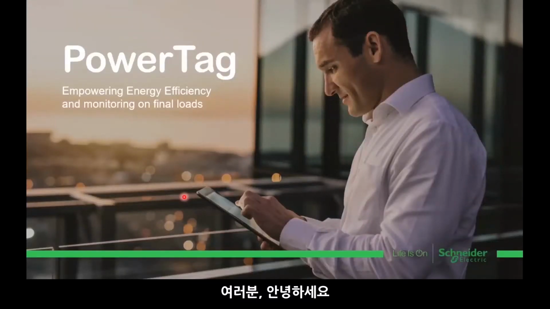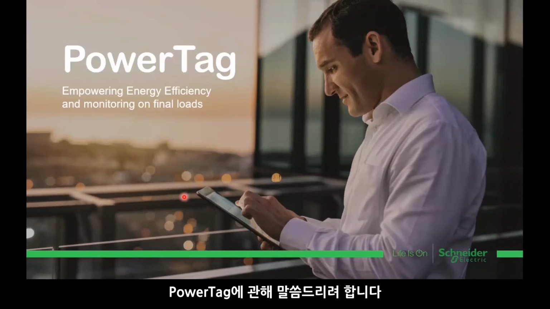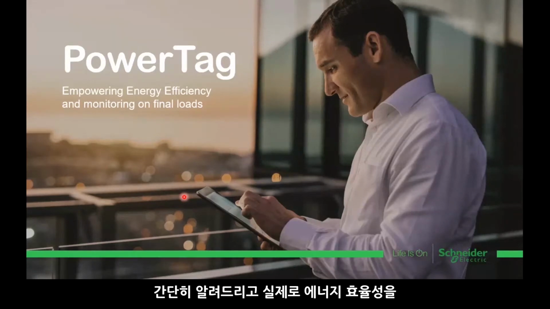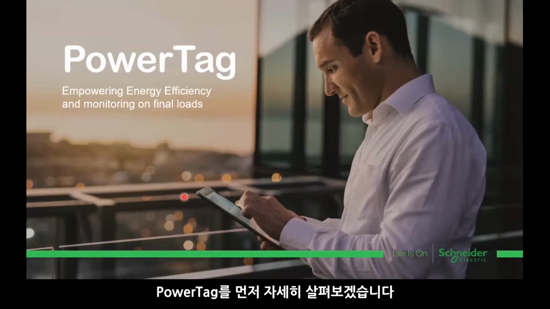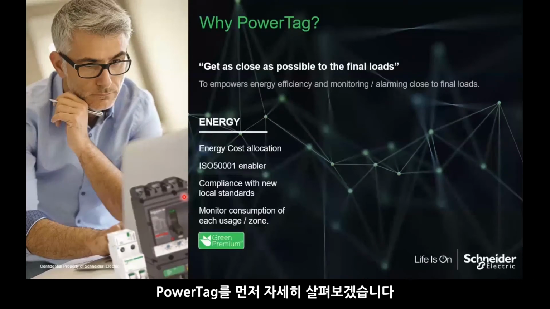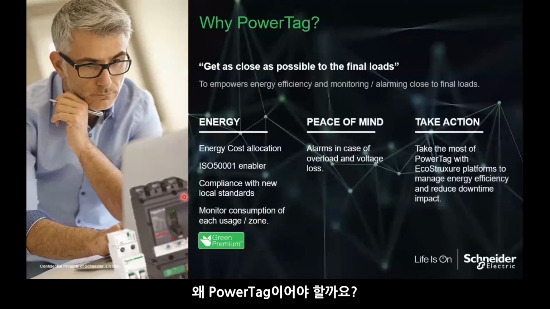So good afternoon, everyone. This afternoon, I'm going to cover the PowerTag offer, just educating everyone a bit on what is PowerTag and how it is empowering energy efficiency, and also at the same time how we use power looping. So now we call this load monitoring. Let's look at PowerTag itself. Why PowerTag?